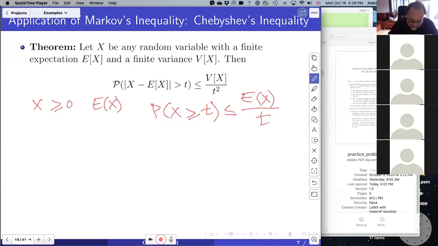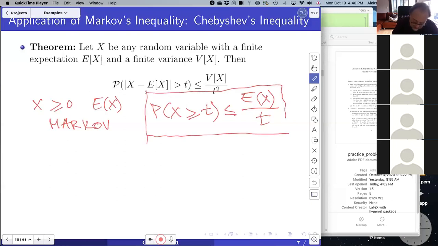Okay, so let me first ask you, so this is Markov. And you should really memorize it. You should know it because it's so important and it's so simple to remember. Now, let me ask you a question. What do you think? How large does T have to be so that this has any information whatsoever? Does this inequality have any meaning if T is small? How large does T have to be for this to make sense, to be informative?